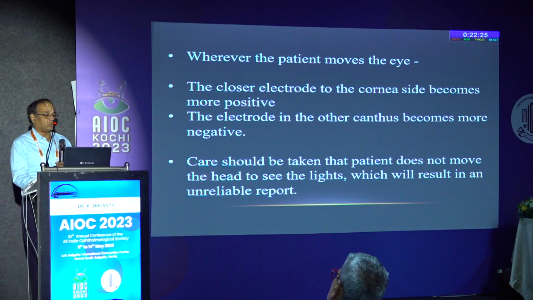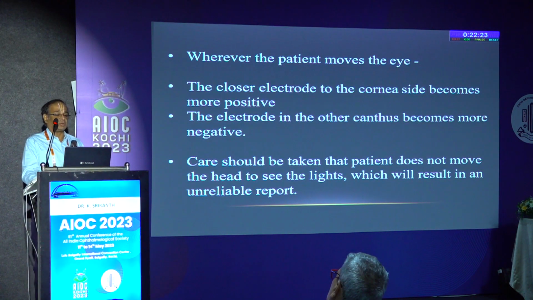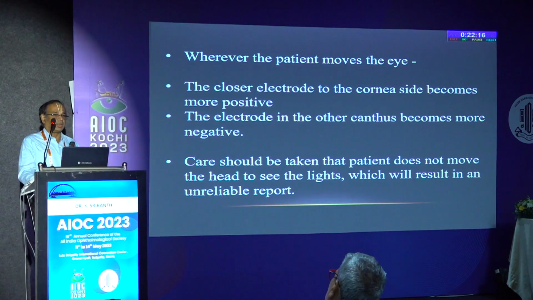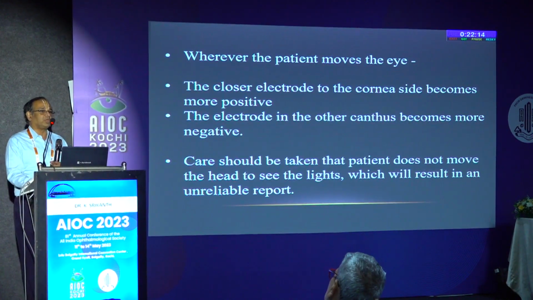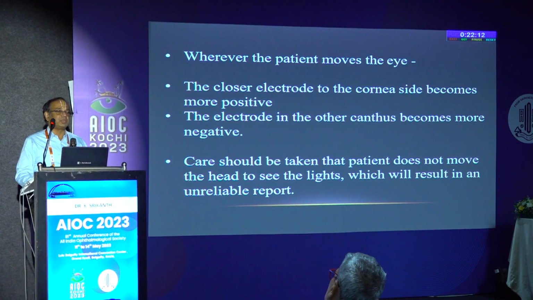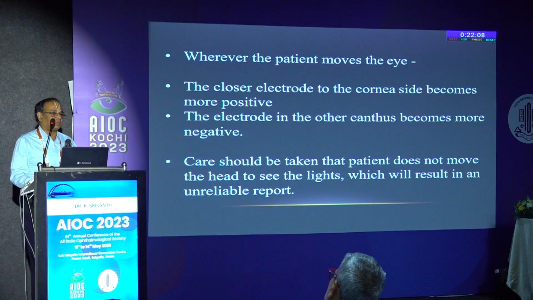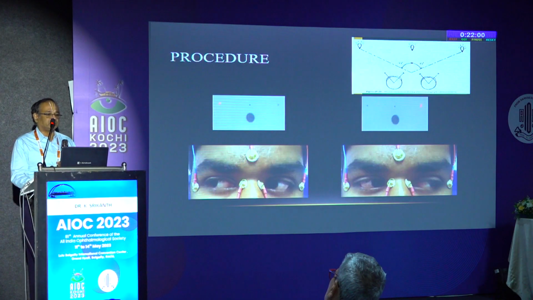So this is what I told. The electrode closer to the cornea becomes positive, and the electrode on the opposite side becomes negative. So here care has to be taken. Two things are important. One is dilatation of the pupil. Second is the dark adapted state, whether it is properly done or not. And while moving, only the eyes should move, not the head.